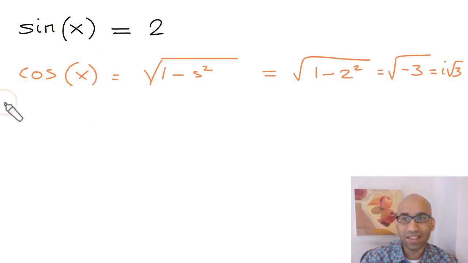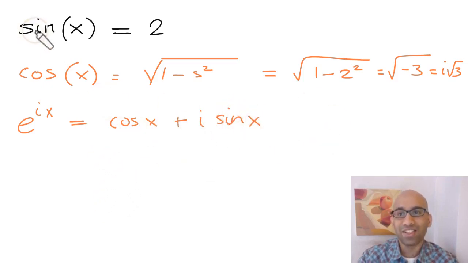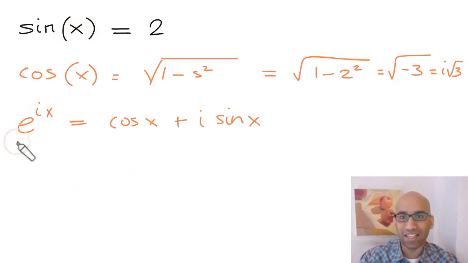Now the next step is to write down the complex number representation of cosine x plus i sine x. We know e power ix is equal to cosine of x plus i sine x. And so that's your first hint. See if you can find out the value of x just using these tips.